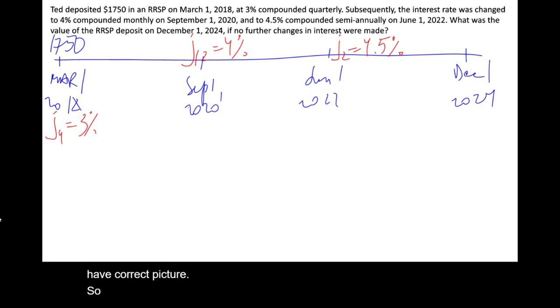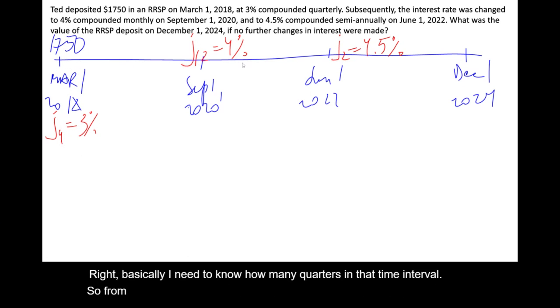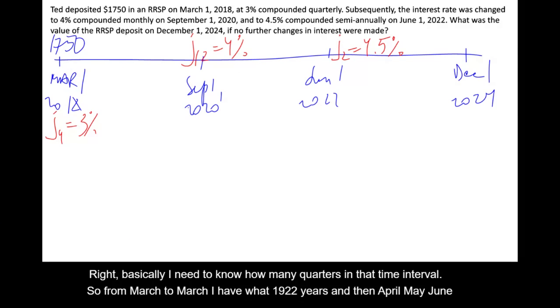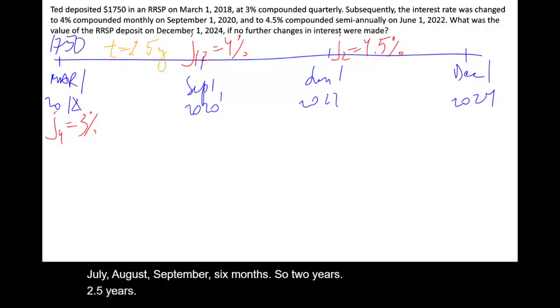So let's work with time now. Since we have quarterly here, I need to know how many quarters in that time interval. So from March to March, I have what? 2018 to 2020, 2 years, and then April, May, June, July, August, September, 6 months. So 2.5 years. Okay, so this one is done.